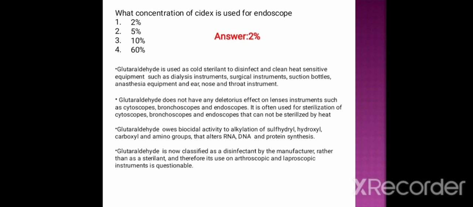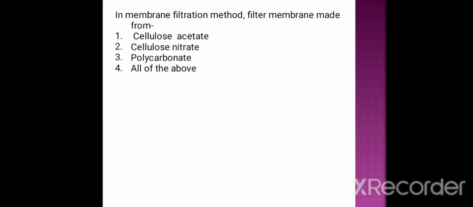Glutaraldehyde owes its biocidal activity to alkylation of sulfhydryl, hydroxyl, carboxyl and amino groups that alters DNA, RNA and protein synthesis. Glutaraldehyde is now classified as a disinfectant by manufacturers rather than as a sterilant. Therefore, its use on arthroscopic and laparoscopic instruments is questionable.